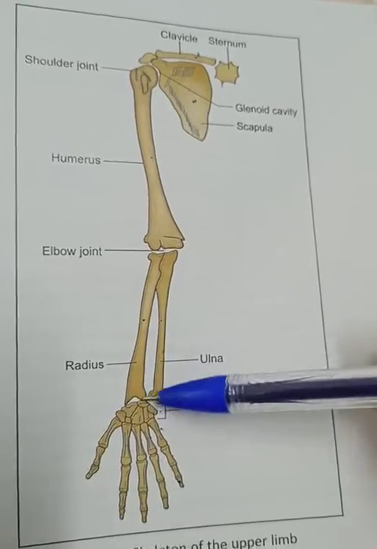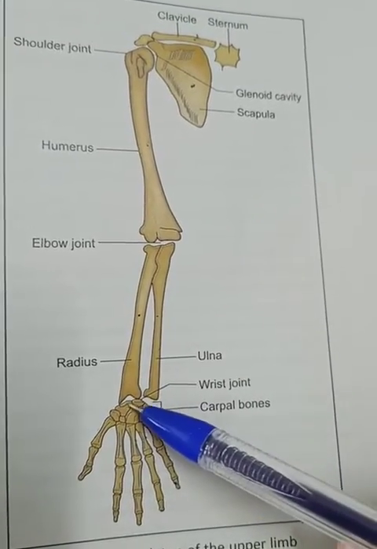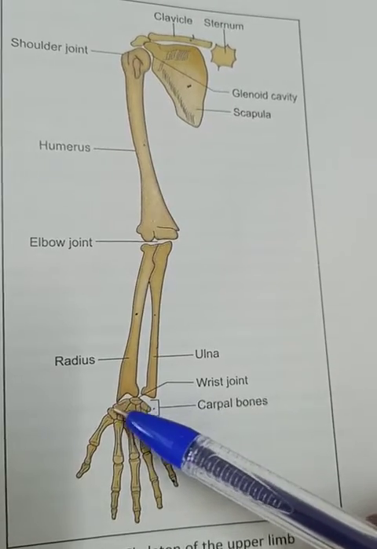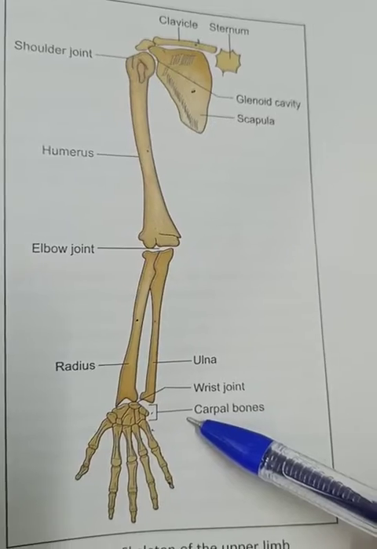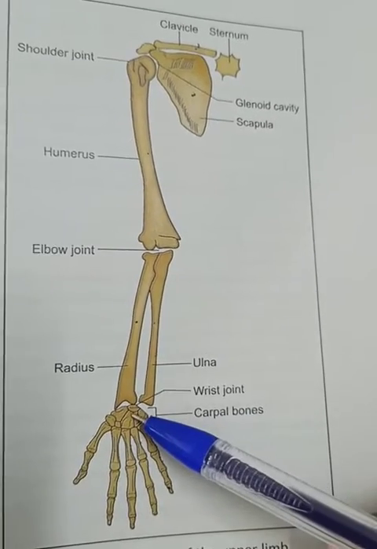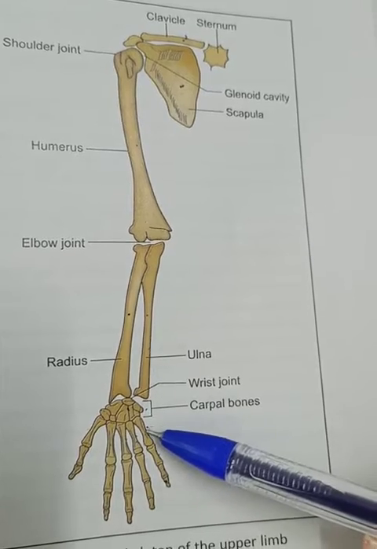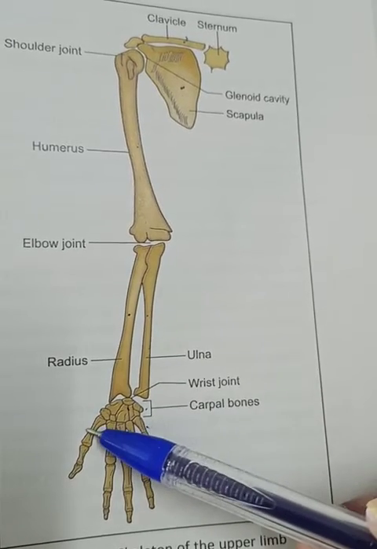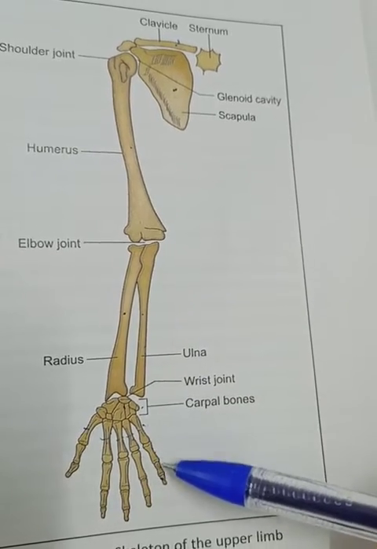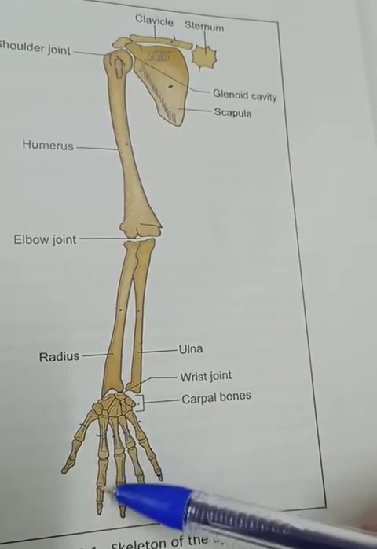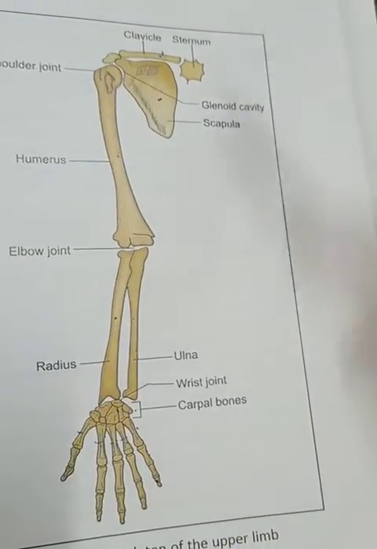And here we can see the bones of the hand. Here the small pieces of bones can be seen, small square shaped bones. They are known as carpal bones. There are 8 carpal bones in our body, and next to the carpal bones we can see 5 bones. These 5 bones are the metacarpal bones. Then these are the phalanges. So all these constitute the upper limb bones.